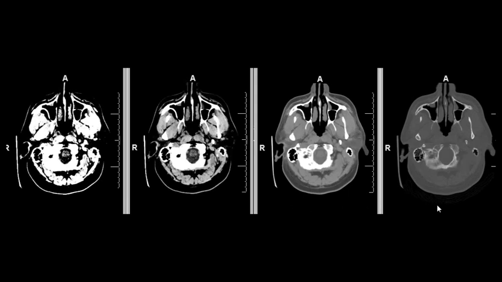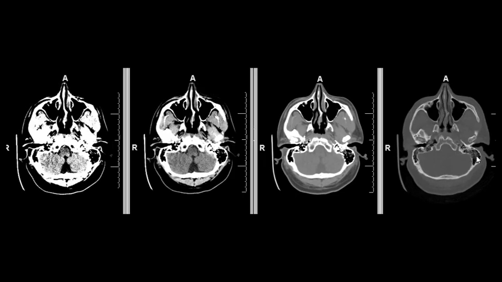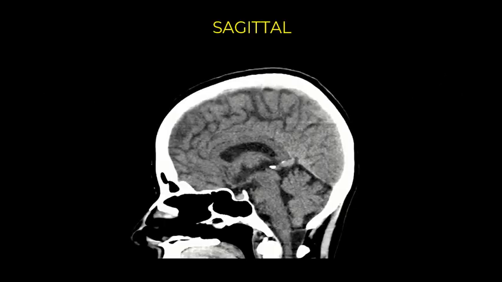And finally, on the bone window, clear visualization of the paranasal sinuses, the mastoid air cells, and the anatomy of the osseous structures. So the next step is evaluation of the sagittal images, and this is the most important sagittal image. It's the mid-sagittal plane.